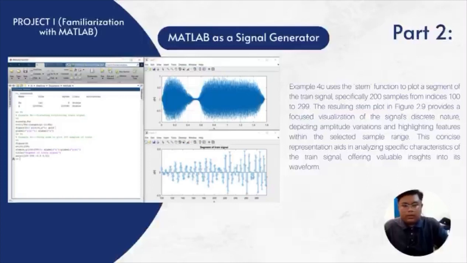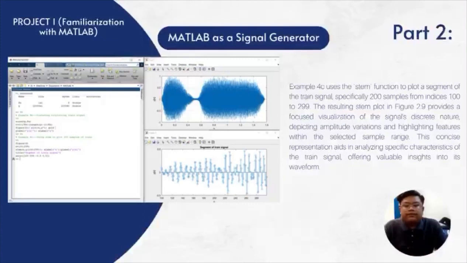Assalamualaikum warahmatullahi wabarakatuh. Okay, I will continue with part 2, which is MATLAB as a signal generator. In MATLAB, we can generate signals for various purposes such as testing and simulating signal processing algorithms, communication systems, or control systems. MATLAB provides a rich set of functions for signal generation and manipulation.